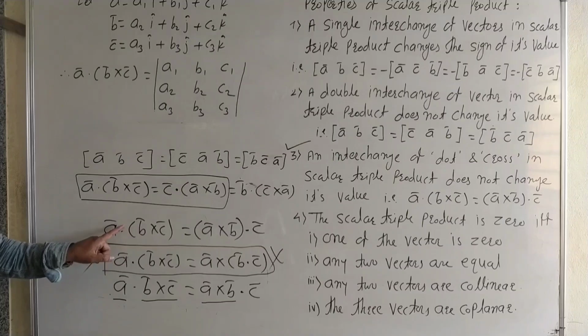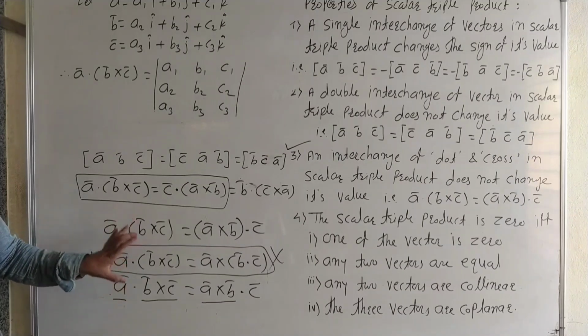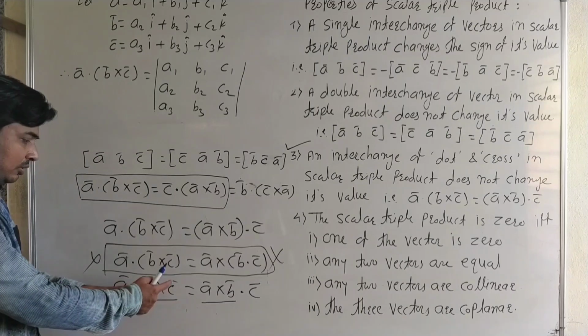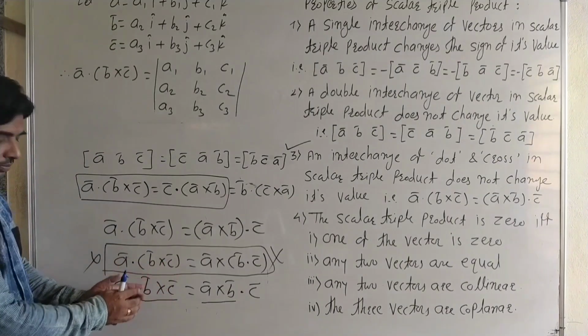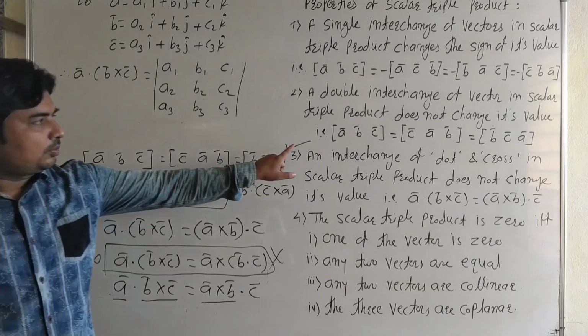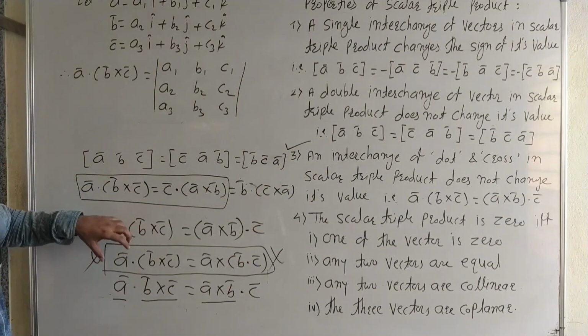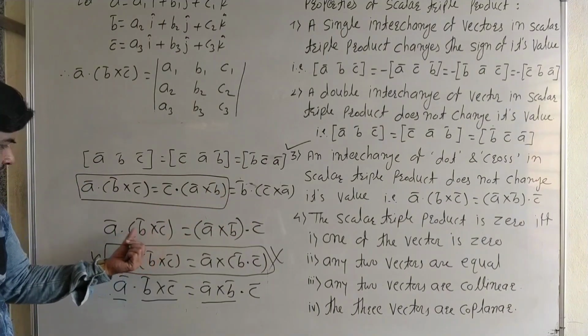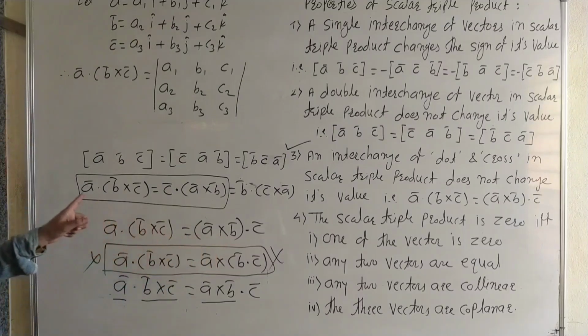Okay, we can write this way or this way. If we cannot take a bracket, that means it is a bar dot b bar cross c bar. Cross product is one vector, and we take a dot product of this. Okay, here the third property says, if we interchange the dot product and cross product, the sign of the dot product and cross product does not change its value.